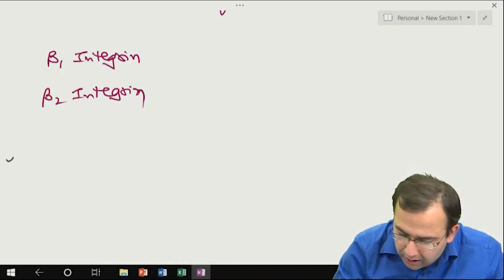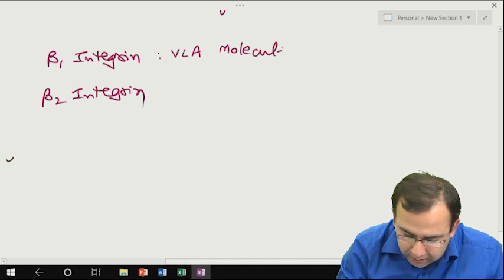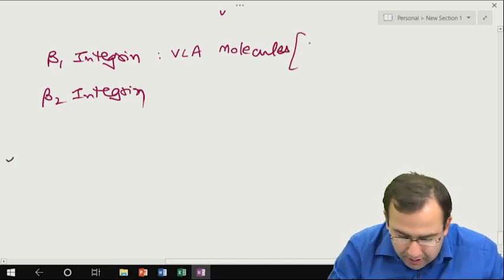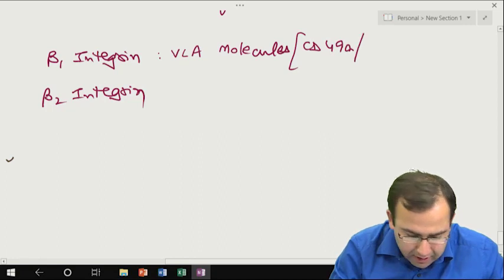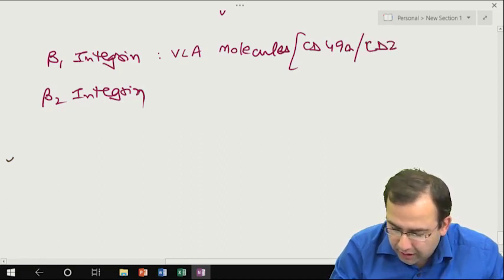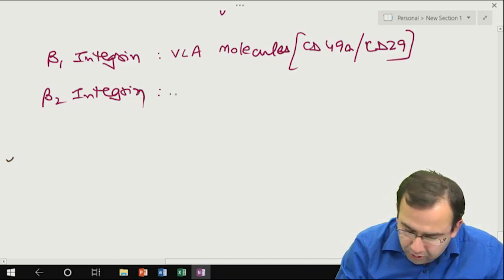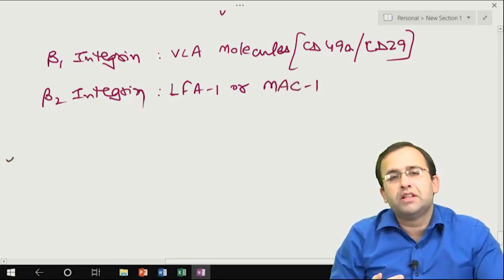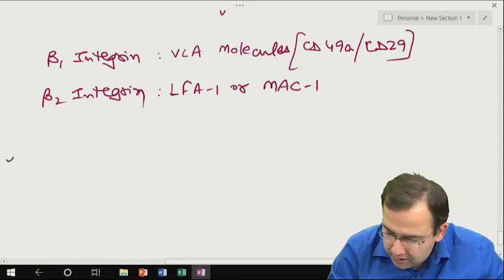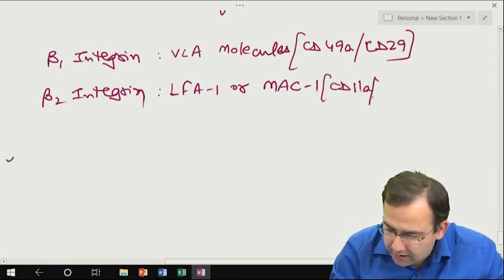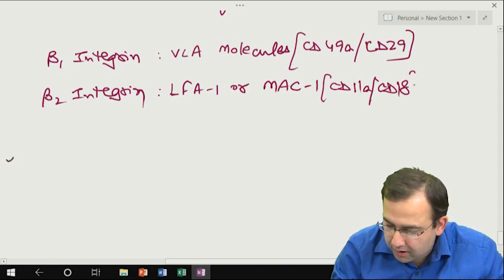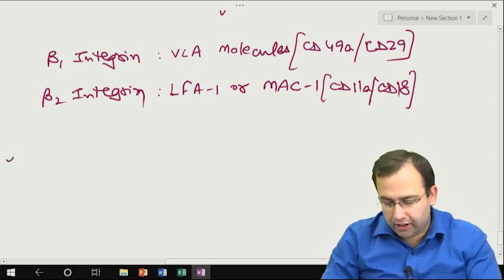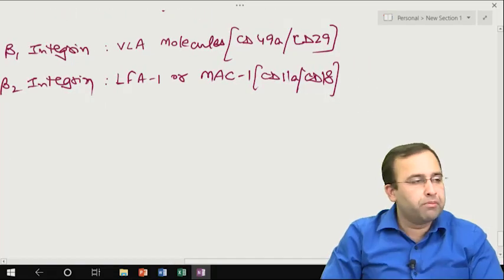Beta 1 integrins are the VLA molecules, that is CD49A slash CD29, versus beta 2 integrin, which is LFA1 or MAC1, that is CD11A slash CD18. But unfortunately, this needs to be remembered.